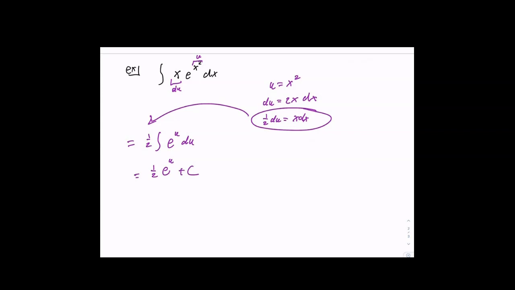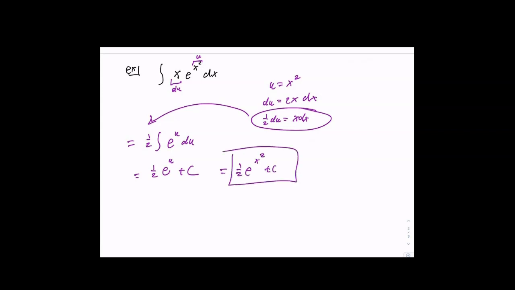What's the integral of 1/2 e to the u du? Well, it's 1/2 e to the u plus c. The integral of e to the u is e to the u. Simple as that. And now we get 1/2 e to the x squared plus c.